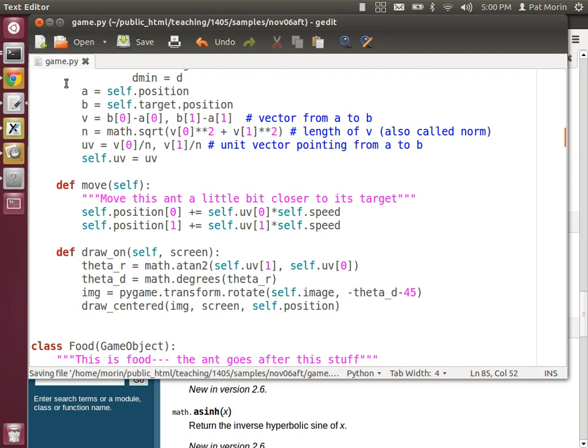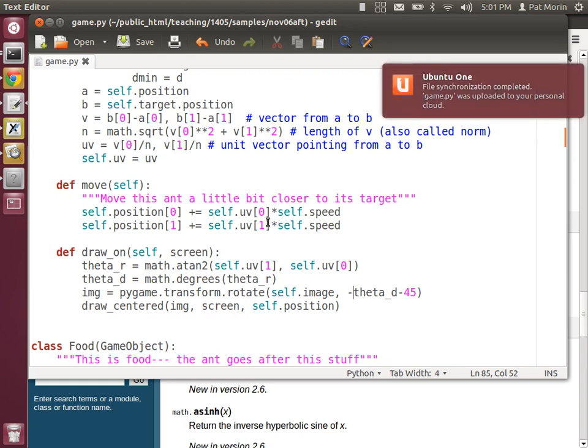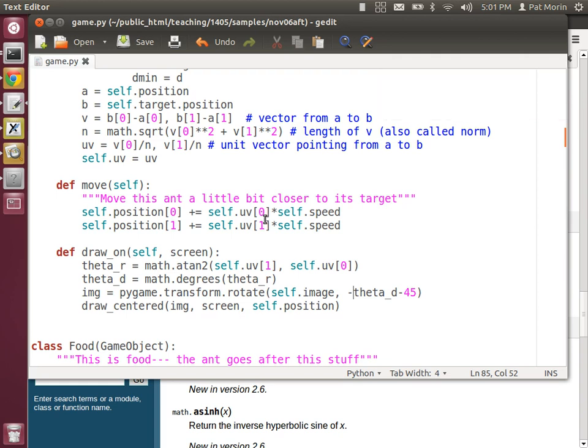So where did we go? Instead of using theta d, we can just use minus theta d. And that's why when the angle is 0, this thing actually works perfectly, because 0 is equal to minus 0. So when it's pointing directly to the right, it works great.